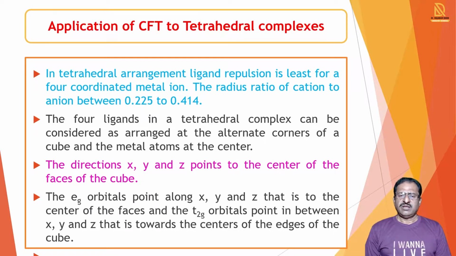In the tetrahedral arrangement, the ligand and metal are different than in the octahedral structure. They are also different than the square planar structure. So in the tetrahedral complexes, the arrangement of metal and ligand is very important. In this arrangement, the ligand repulsion is less for four coordinated metal ions. The radius ratio of this cation and anion is between 0.225 and 0.414.